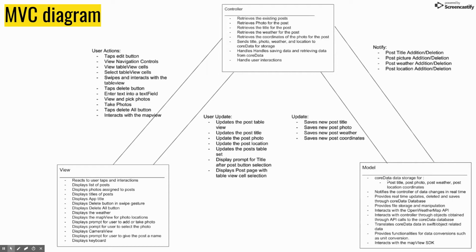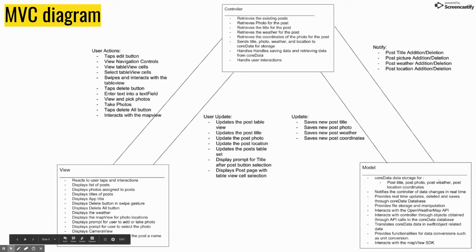The model acts to hold information. It handles core data, including storage of the post information. It also handles APIs, such as using the Open Weather Map API to get the weather. It also handles translating items around. For example, latitude and longitude are stored in string formats, and that needs to be converted into other formats for plugging into functions. And it also handles the map view SDK.